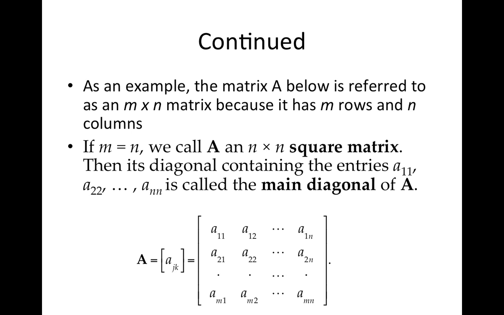Now, if m and n are equal, we would call it an n by n square matrix, and the diagonal that has equal indices would be referred to as the main diagonal of the square matrix A, but that's only in the case if A were square.